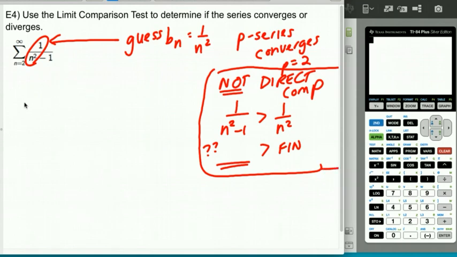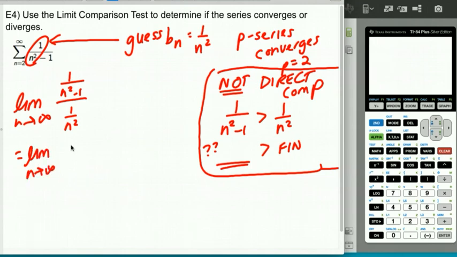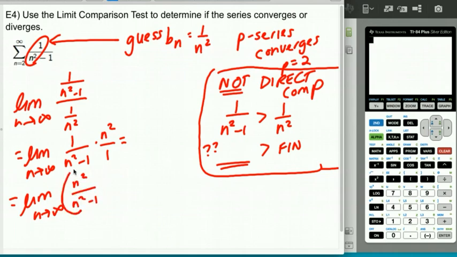So since I can't use direct comparison, I'm going to do the limit as n approaches infinity of my a sub n over my b sub n, right? And if this comes out to be a finite non-zero number, then they behave the same. So that's the limit as n approaches infinity of 1 over n squared minus 1 times n squared over 1. Well, that's going to be the limit as n approaches infinity of n squared over n squared minus 1. We know that we only look at the fraction of the leading coefficients when the degrees are the same, so that's a 1, which is a finite non-zero number, so they behave the same.